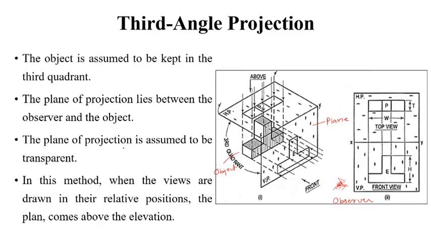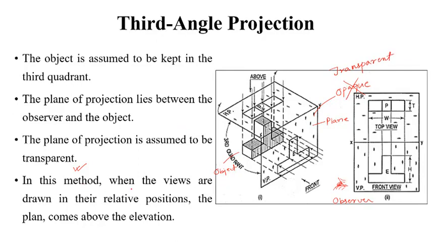Next, the plane of projection is assumed to be transparent. Here we are considering the plane of projection to be transparent. Why transparent? If it were not transparent, the object would not be visible. If this plane is considered to be opaque, the object will not be visible to us. So this is not opaque, this is rather transparent in case of third angle projection.